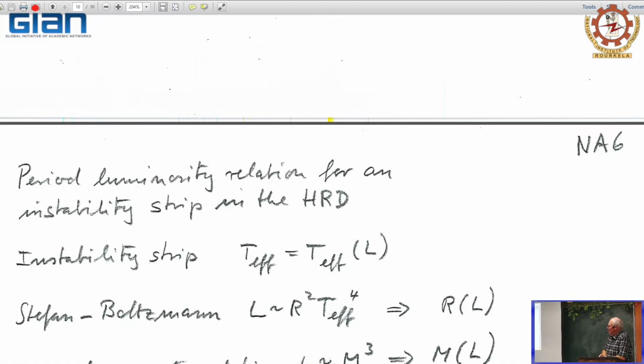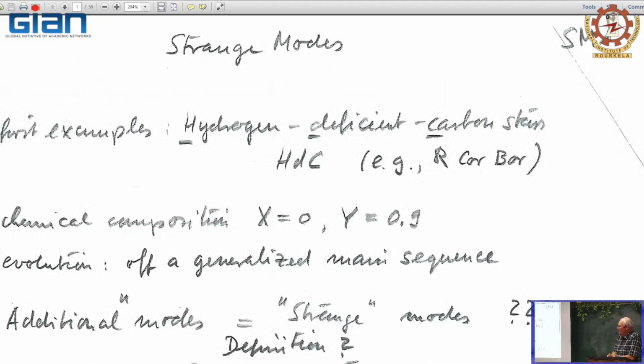Okay, this will be done in the next file, and its title is Strange Modes. So first of all, where are these strange modes found? What are the stars we are considering now? I promised you these are luminous stars, which does not mean these stars are massive, but their luminosity to mass ratio is high.